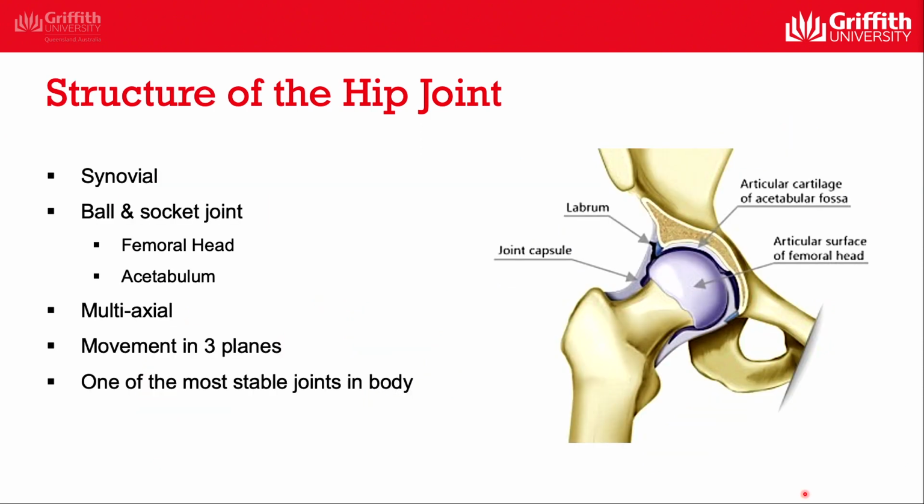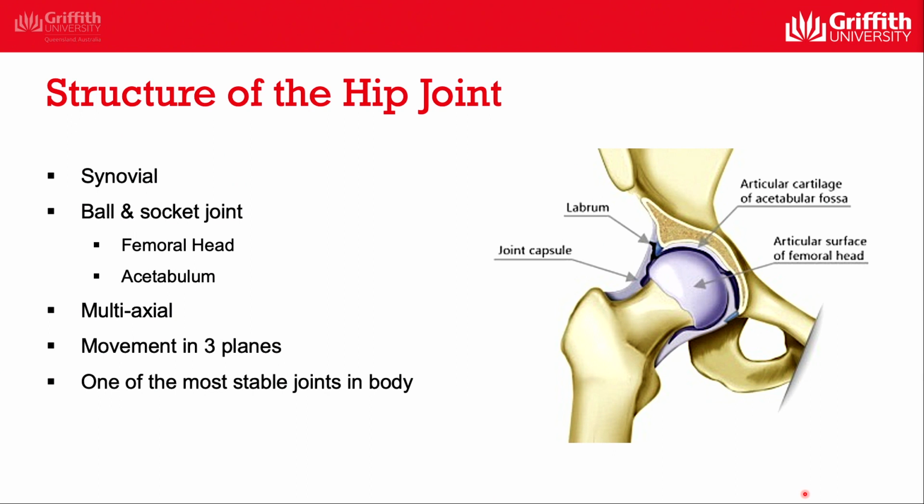If we look at the hip joint, it is a synovial joint. So it has the standard features of a synovial joint, such as the joint capsule, synovium, as well as articular surfaces. It is a ball and socket joint, so the socket part of it is the acetabulum, that is formed from the pelvis, and then the ball aspect of this joint is the femoral head, and that's the proximal aspect of the femur. The hip joint has movement in three planes, so it's a multi-axial joint.